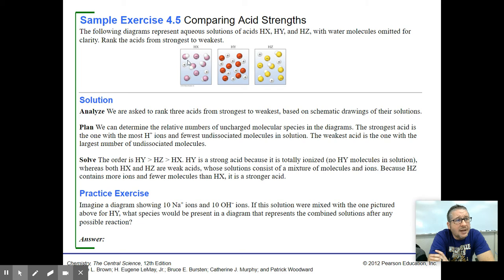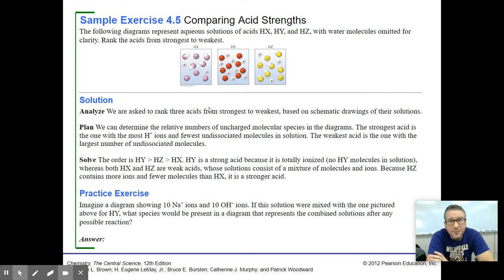Here in the acid HX, we've got acid molecules that are still intact. Again, this is an intact acid molecule. We've got a couple of ions here, okay? Here in HY, we have no intact molecules. They are all broken down into their ions. And then HZ, kind of similar to HX, where we have still whole molecules with a couple of positive and negative ions here. So we have to determine which one is going to be more or less acidic, if you will.